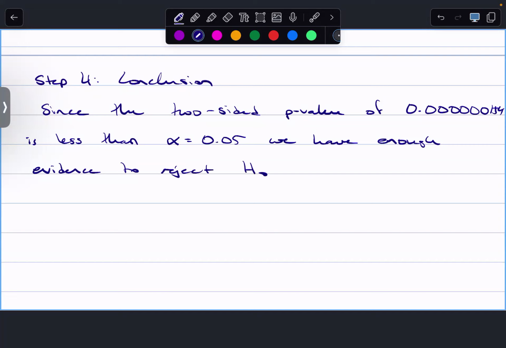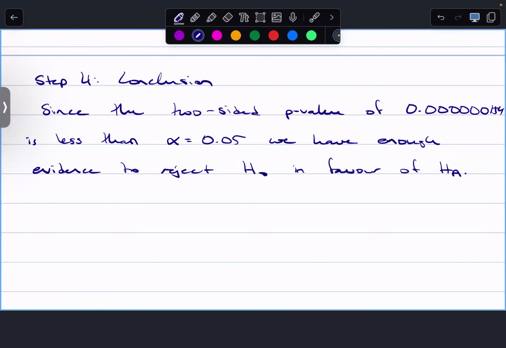If we're rejecting H naught, we should probably say in favor of what? In favor of the alternative hypothesis. The alternative hypothesis was that the population is not centered on 0.5, it's centered on something different. And so that's more likely in favor of HA.